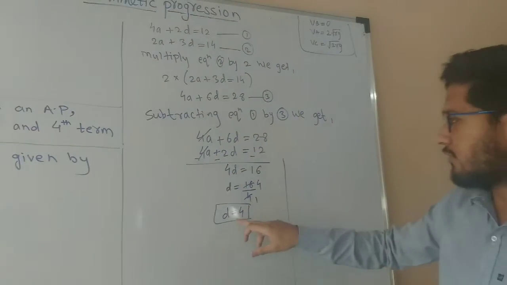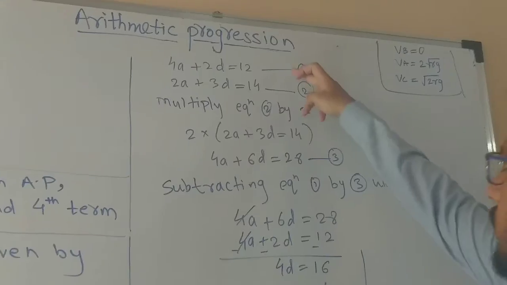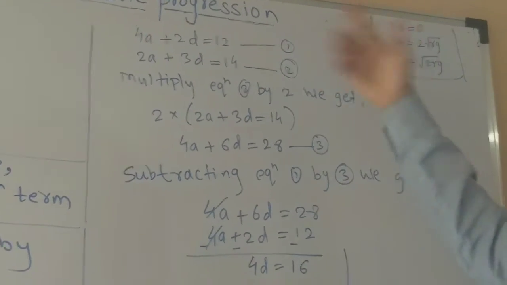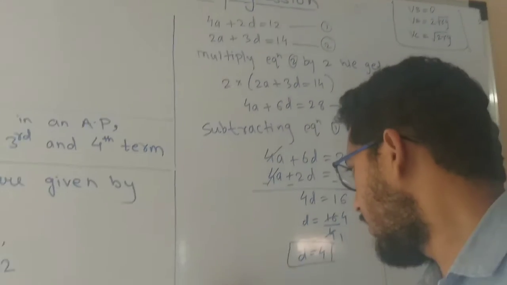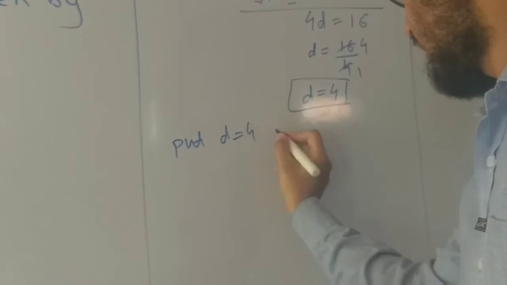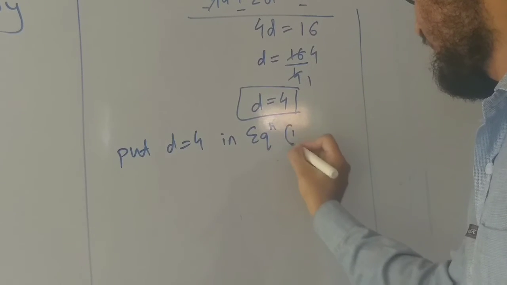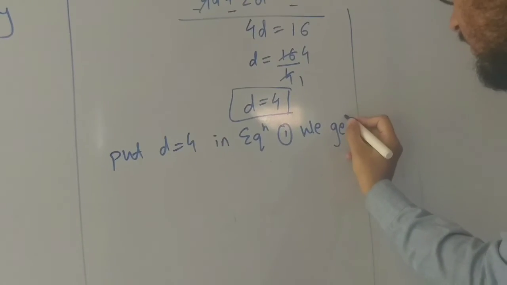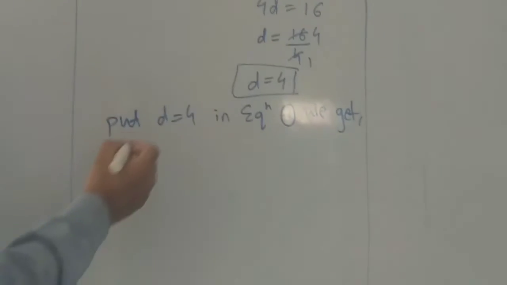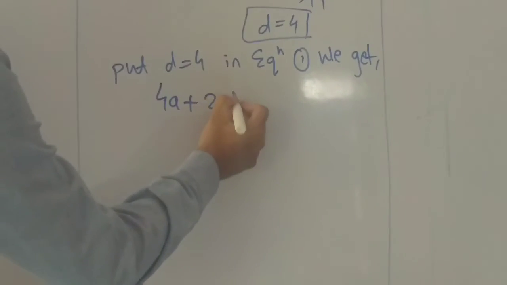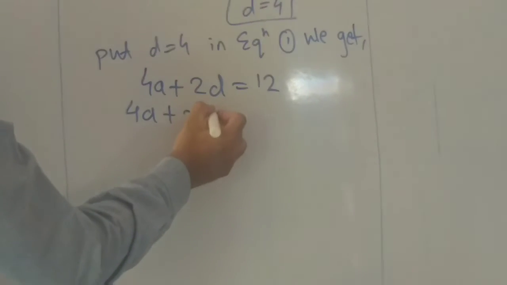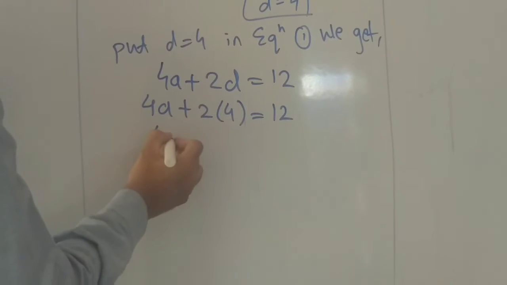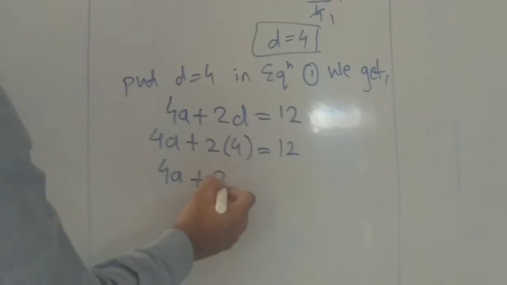Now we will substitute d equal to 4 in equation number 1, 2 or 3. Out of the 3 equations you can substitute in any equation. So we will substitute d equal to 4 in equation number 1. Equation number 1 is 4a plus 2d equals 12. So 4a plus 2 into 4 equals 12. So 4a plus 8 equals 12.